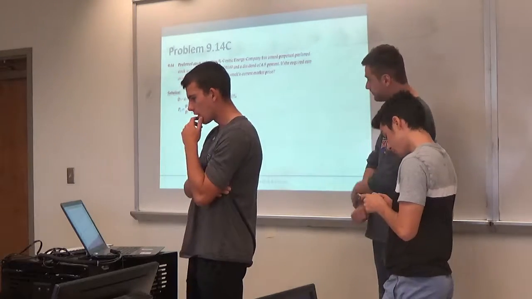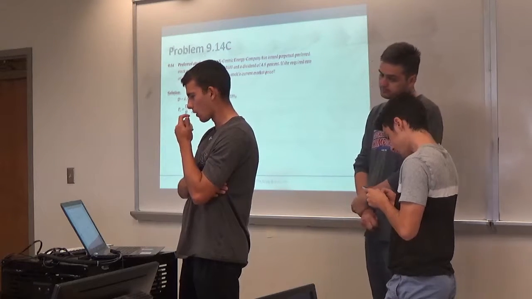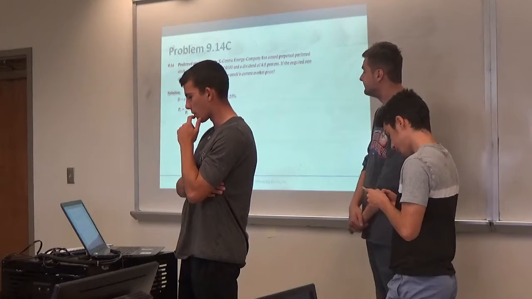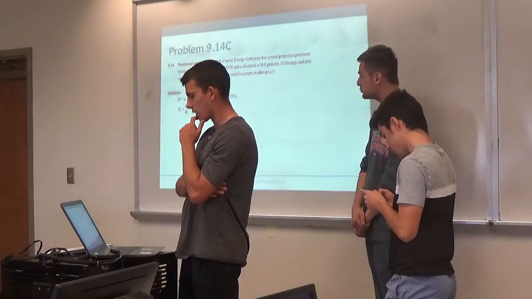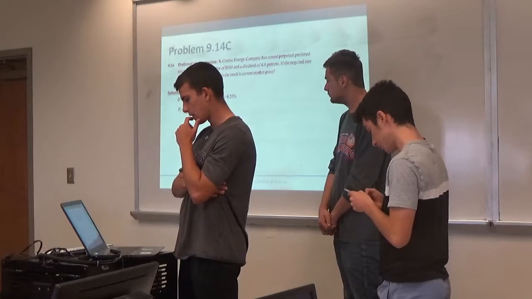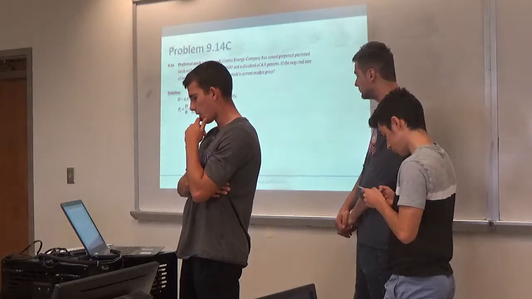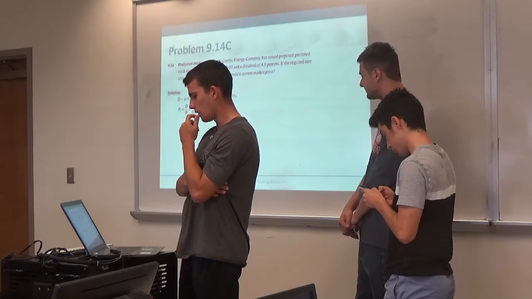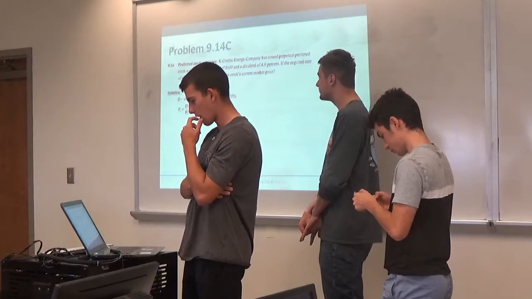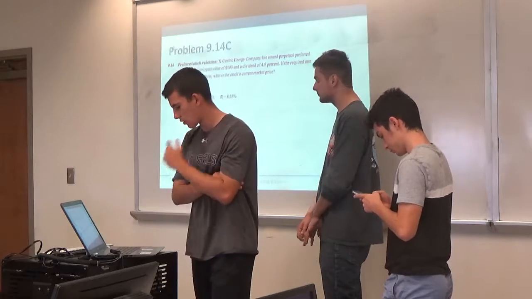Problem 9.14c, preferred stock valuation. Eccentric Energy Company has issued perpetual preferred stock with a stated par value of $100 and a dividend of 4.5%. If the required rate of return is 8.25%, what is the stock's current market price? The dividend is equal to 4.5% times $100, which is $4.50. Then you do the dividend over the rate of return, 4.5 over 0.0825, which gives a preferred stock valuation of $54.55.